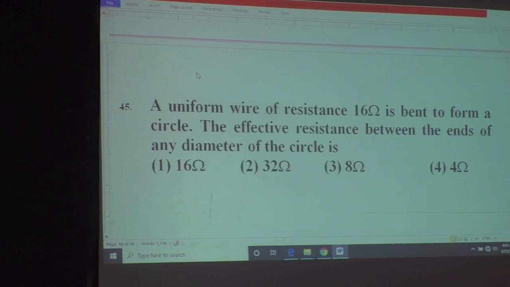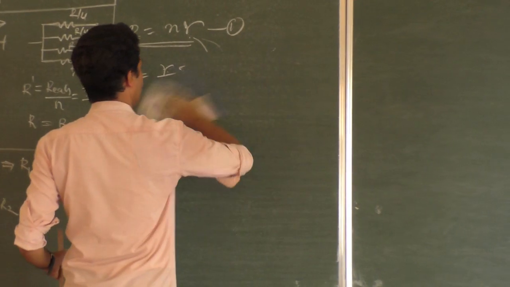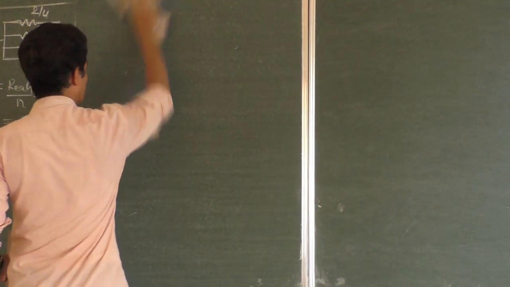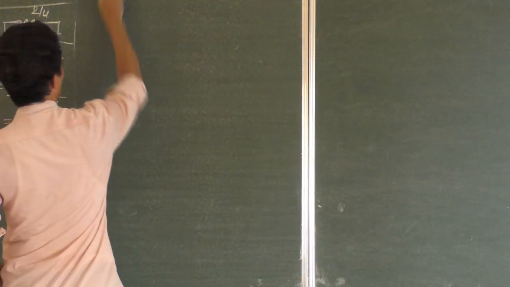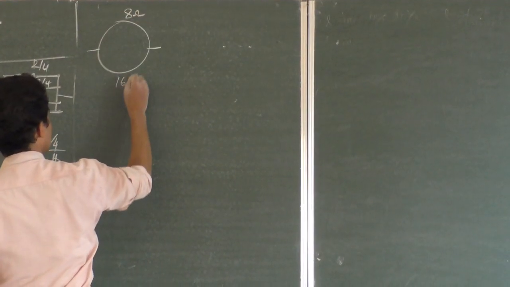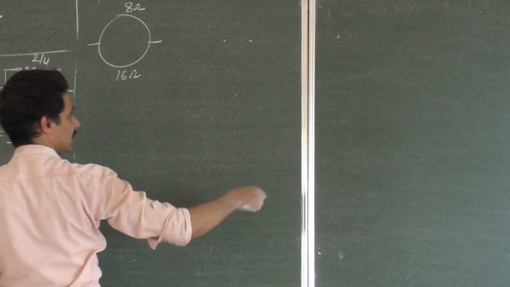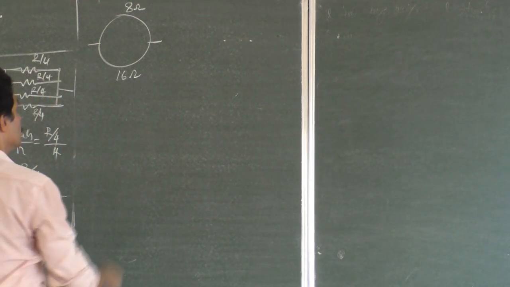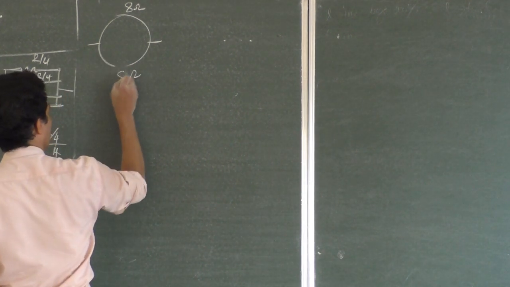Coming back to the board, you can solve it now. Very easy problem. When you connect a 16 ohm resistor in the form of a circle, half of the circle will have 8 ohm, and the remaining half will have 8 ohm, because totally it is 16. If you cut this wire and make it into a single length wire, it is 16 ohm. So it is half, 8 ohm and 8 ohm.